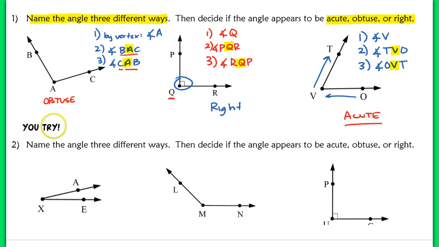So I would like you guys to try the next couple problems here. Make sure you name the angle three different ways and then decide if it appears to be acute, obtuse, or right.